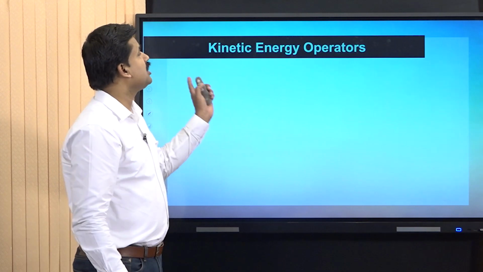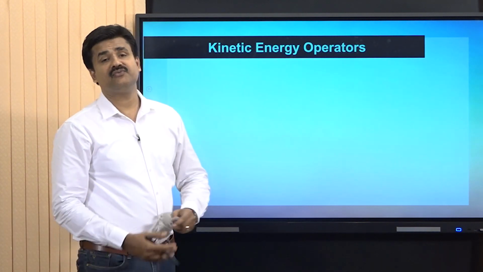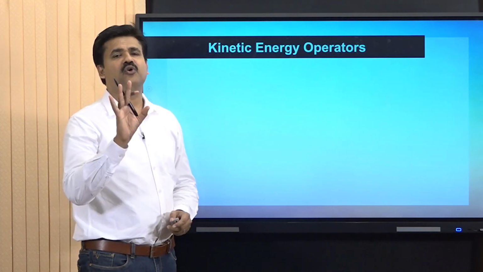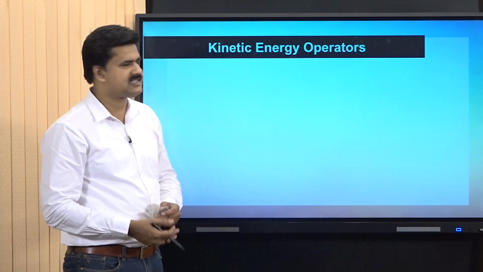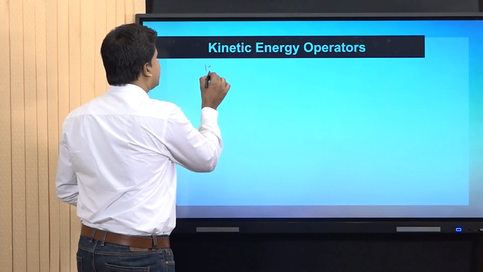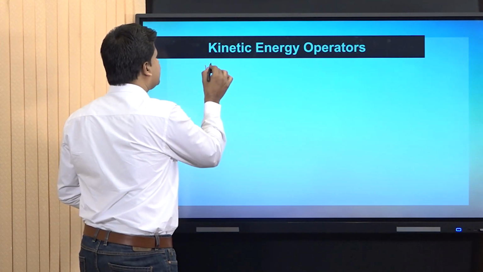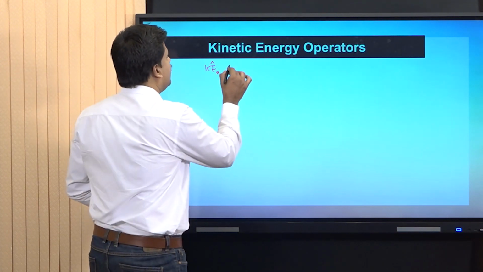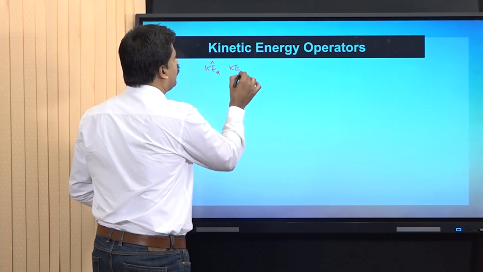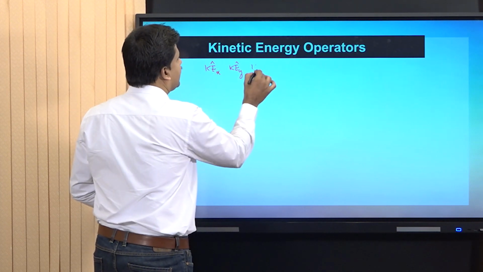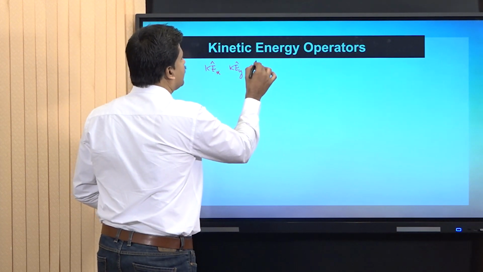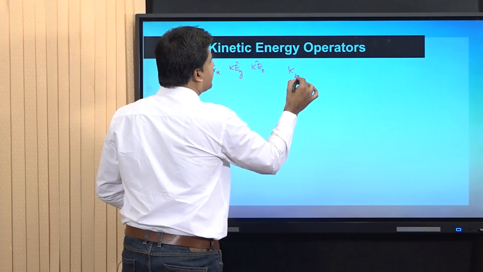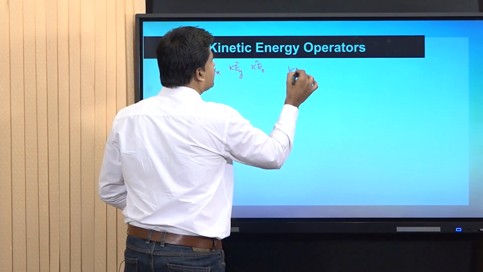This is the illustration of the operator postulate. Now, we can move on to all kinds of kinetic energy operators. There are actually 4 types of kinetic energy operators. First one, KEx hat, which we already discussed, the kinetic energy along x direction operator; then the kinetic energy operator along y direction, the kinetic energy operator along z direction, and finally the total kinetic energy operator.